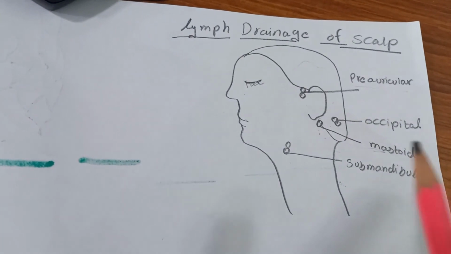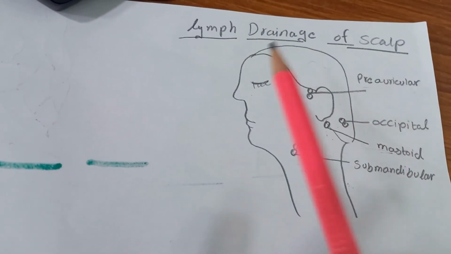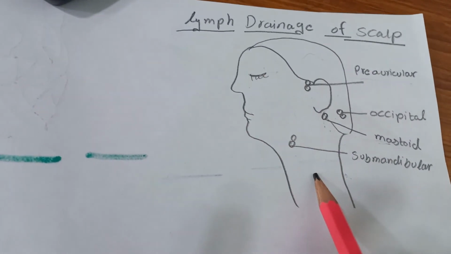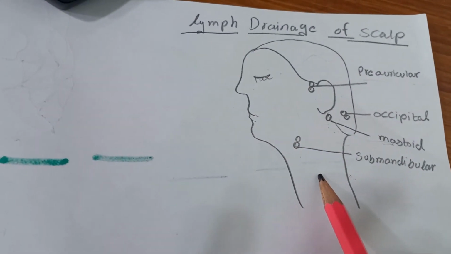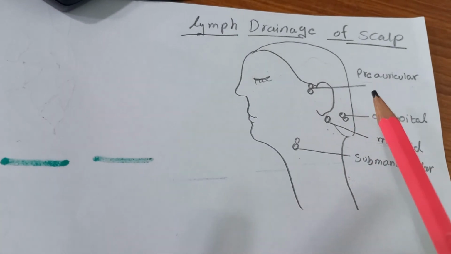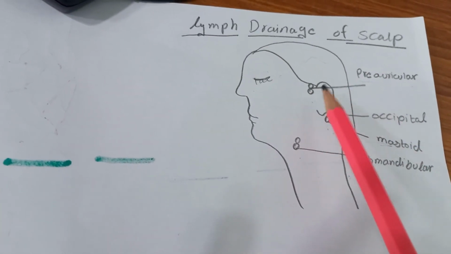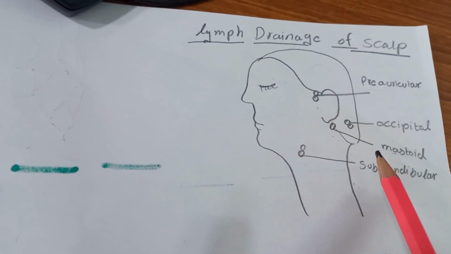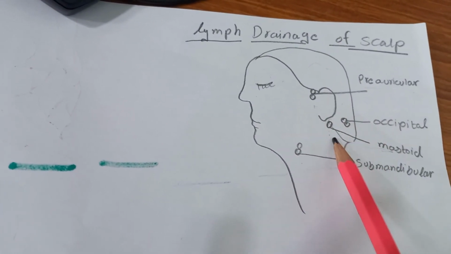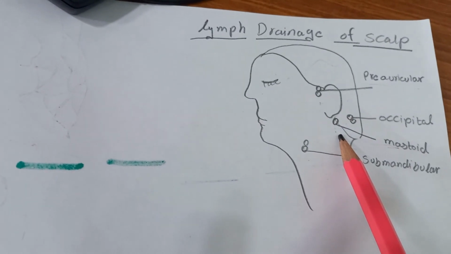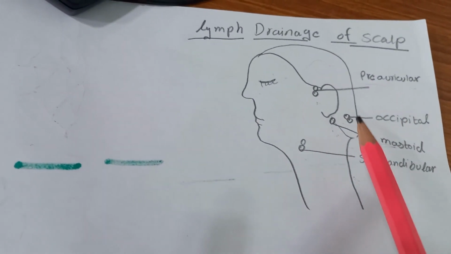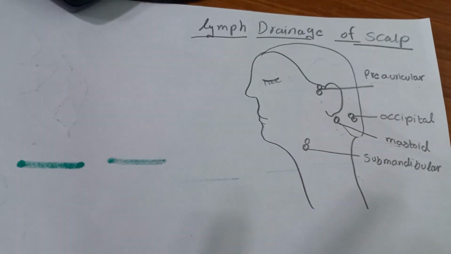Again, I am repeating, the lymph vessels in the anterior part of the scalp and forehead drain into the submandibular lymph nodes. Drainage from the lateral part of the scalp above the ear is into the preauricular lymph nodes. Lymph vessels above and behind the ear drain into the mastoid lymph nodes, and finally the vessels at the back of the scalp drain into the occipital lymph nodes.